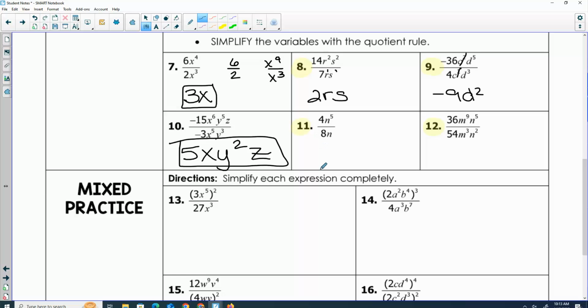Number 11, what is 4 divided by 8? 1 half. With my n's, 5 minus 1 is 4. And number 12, use your calculator if you need to. 36 over 54. Hit math number 1, and that turns into 2/3.